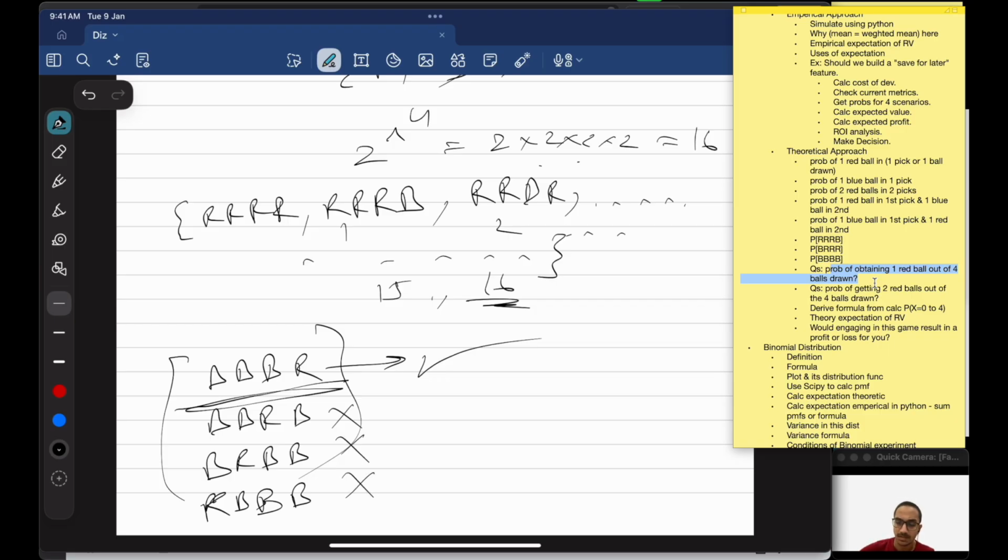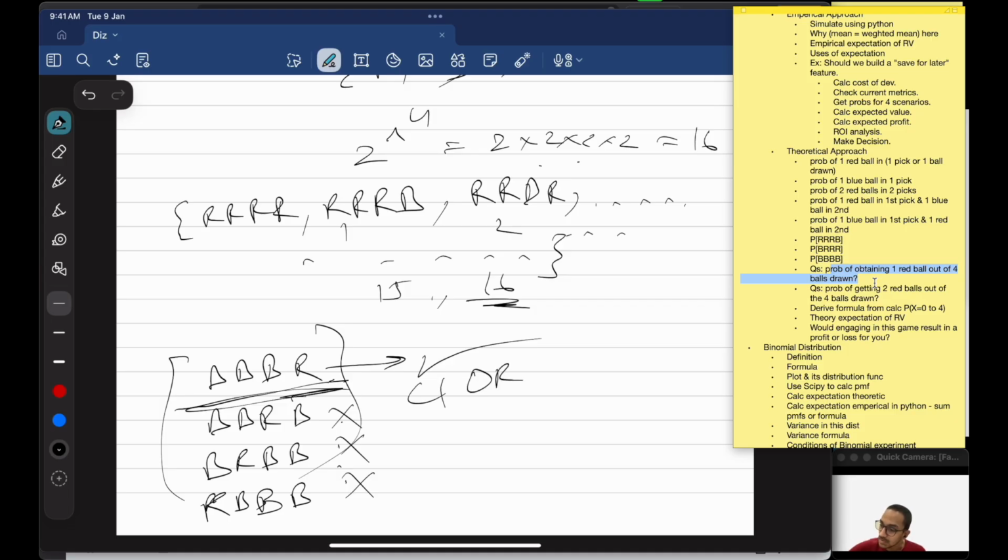Because each event here is mutually exclusive. So if this happens, then this cannot happen. It's just like heads and tails. If I get heads, then automatically I'm not getting tails. So if I get blue, blue, blue, and red when I perform the experiment, automatically that means I'm not getting blue, blue, red, blue. I'm not getting blue, red, blue, blue, and I'm also not getting red, blue, blue, and blue. So since each of these are mutually exclusive, these are OR conditions.